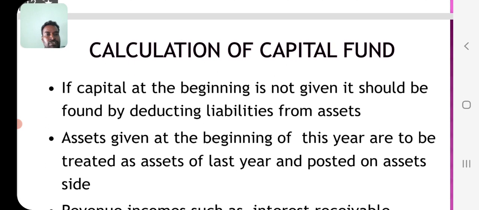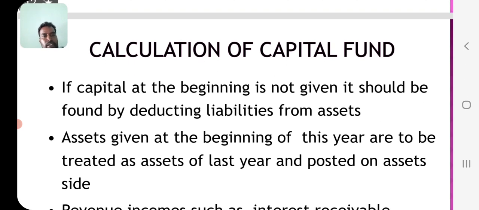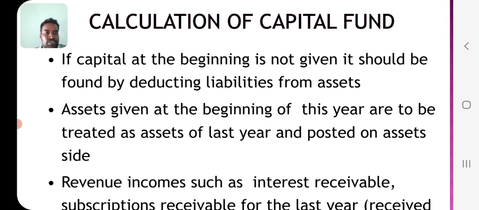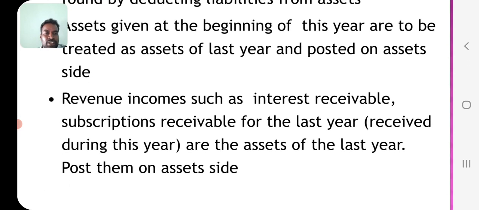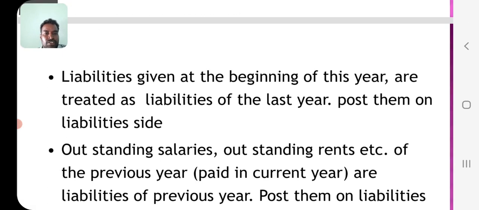So, calculation of capital fund: if capital at the beginning is not given, it should be found by deducting liabilities from assets. Assets given at the beginning of this year are to be treated as assets of last year and posted on the asset side. Revenue income such as interest receivable and subscription receivable for the last year, received during the year, are assets of last year; post them on assets.